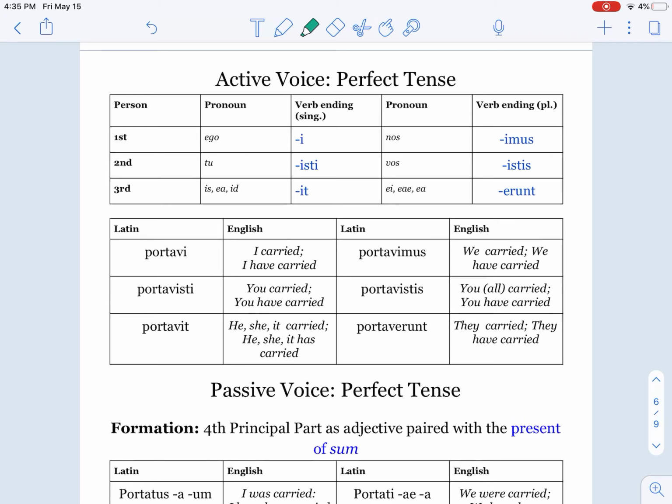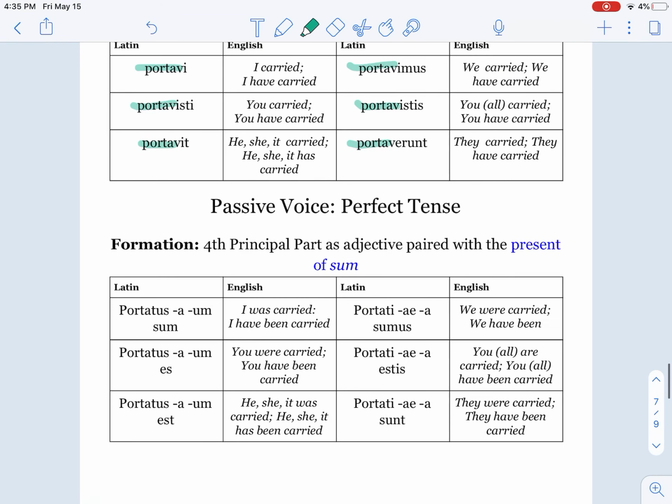So now I'm going to use my third principal part minus i plus active. So I have portav, however you want to say it, plus my perfect endings: i, isti, it, imus, istis, erunt. And then portavi is I carried or I have carried. So perfect tense. Perfect literally means completed. So once something's completed, you can say I carried it, I have carried it, it's done.